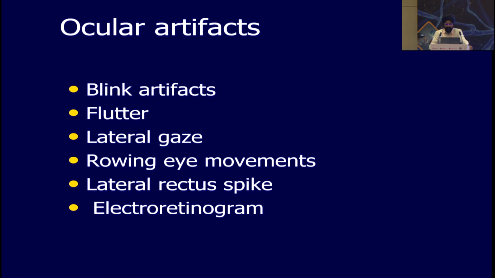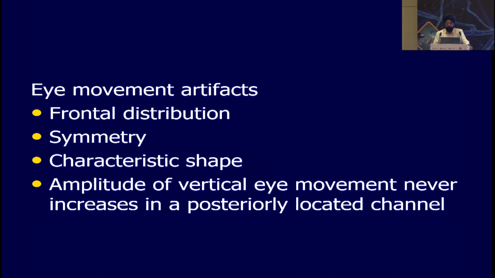Now, coming to the next artifact, which is ocular artifacts. The most common is blink artifact, which we have seen in most of the EEGs discussed earlier. Then you can have ocular flutter, lateral gaze, roving eye movements, lateral rectus spike, and ERG. Eye movement artifacts are mostly frontal in distribution. They are usually symmetrical with a classical characteristic shape, and the amplitude of vertical eye movements never increases in posteriorly located channels. Only anterior channels are involved, mostly frontal only.